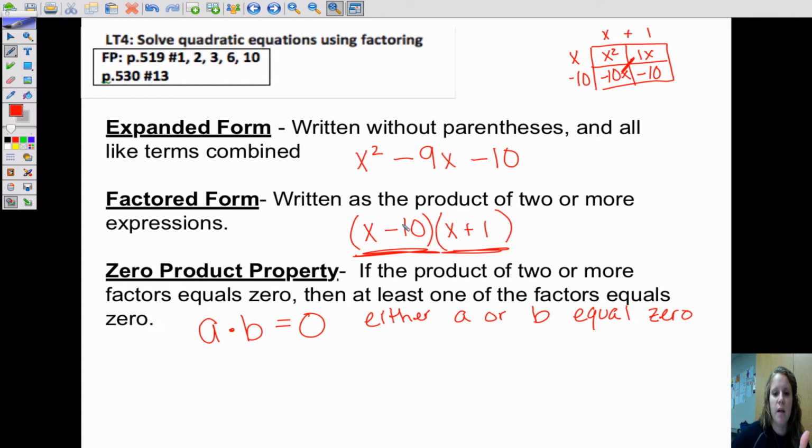So here, if we were going to set this equal to zero, we would know that what makes this zero is positive 10. 10 minus 10 will make that zero. Or what makes this zero is negative 1. Negative 1 plus 1 equals zero. So either x has to be positive 10 or negative 1. All right, and that's what we're going to try to find, is the two things that make the equation equal to zero.